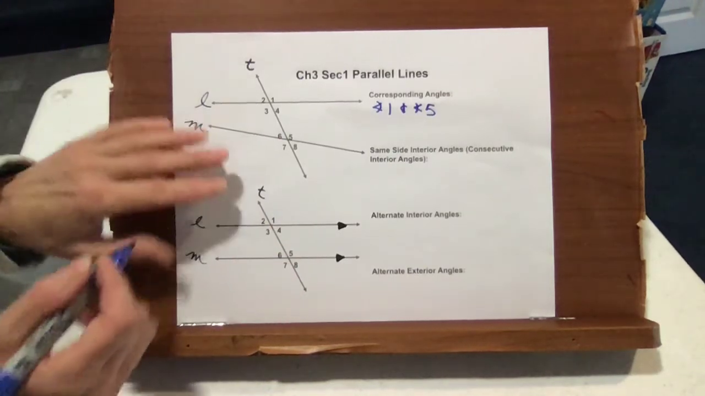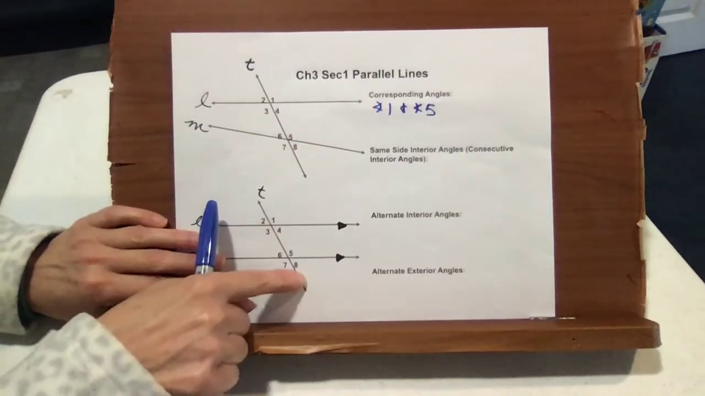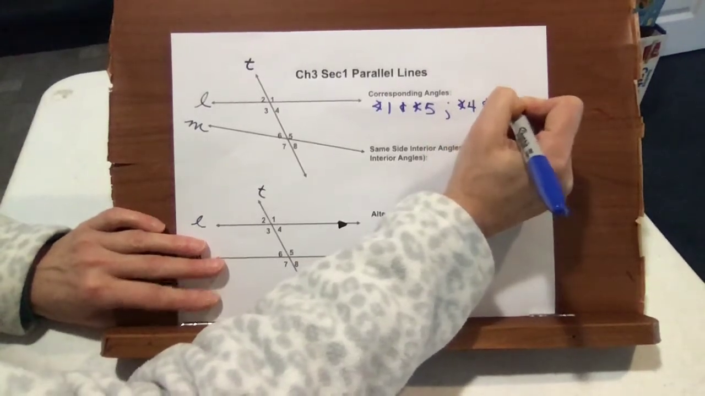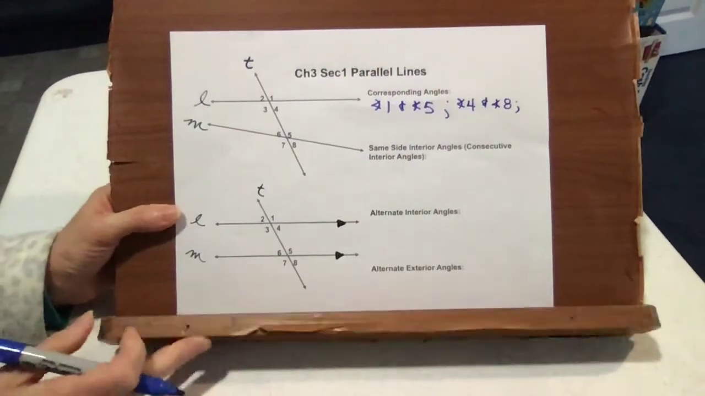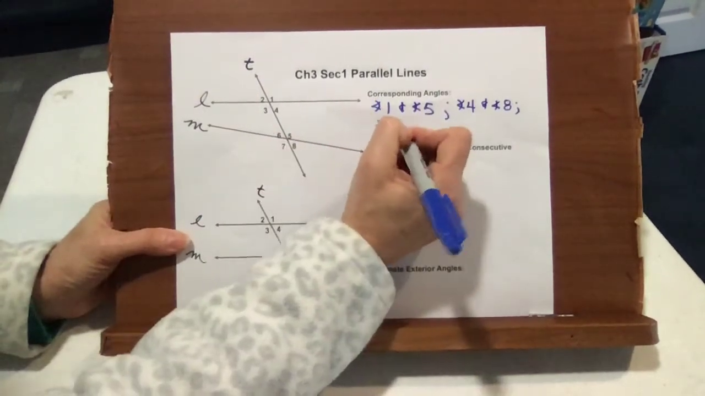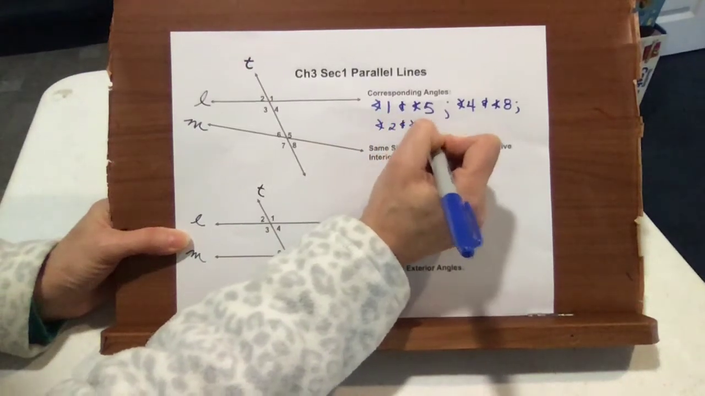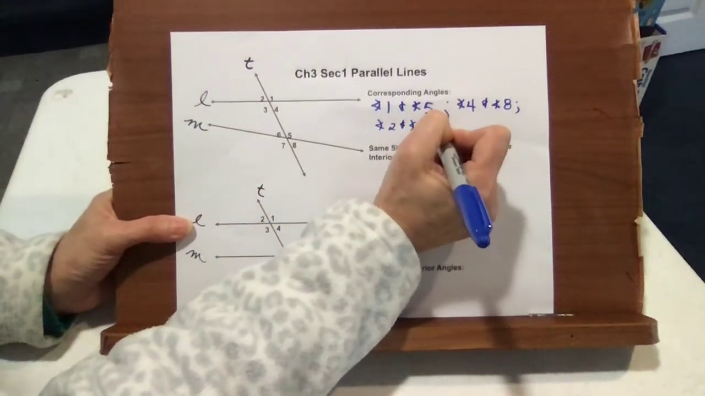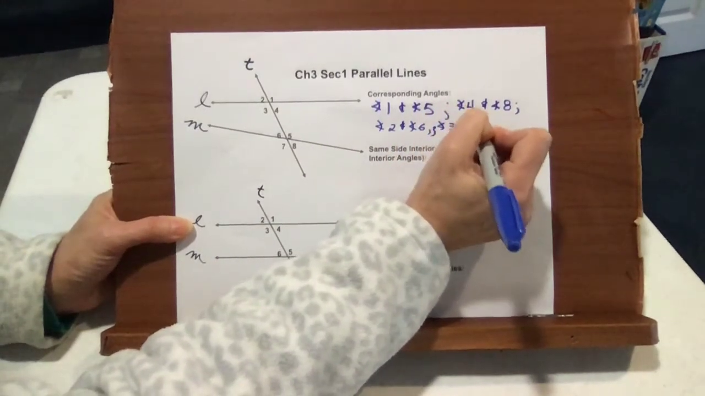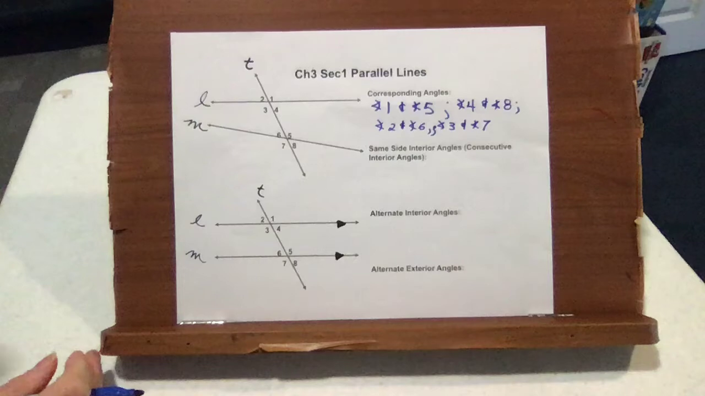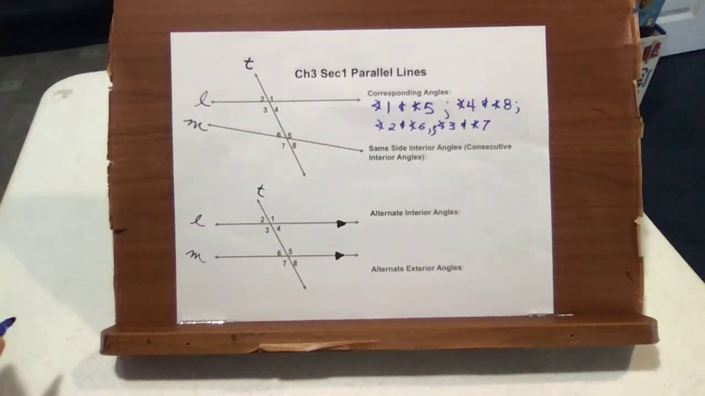Okay, other corresponding angles are 4 and angle 8. And always put the angle symbol in front of them. Angles 2 and angle 6. Okay, so it's based on position, nothing more than that. And angle 3 and angle 7. All right, so those are corresponding angles. They're on the same side of the transversal, above or below the line that the transversal is cutting, and they correspond from one line to the next.